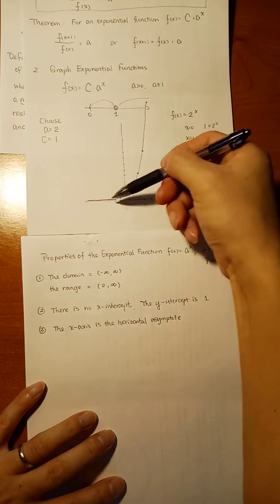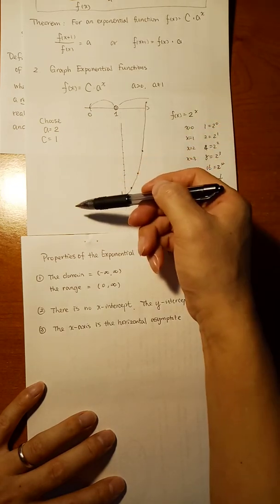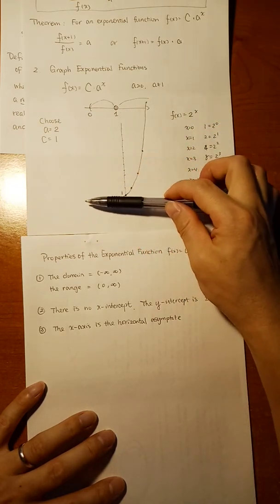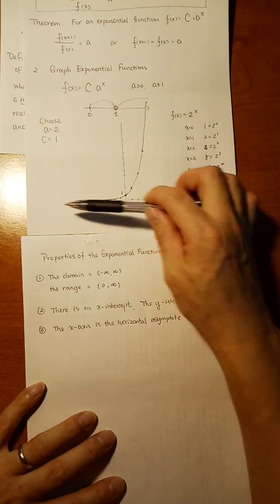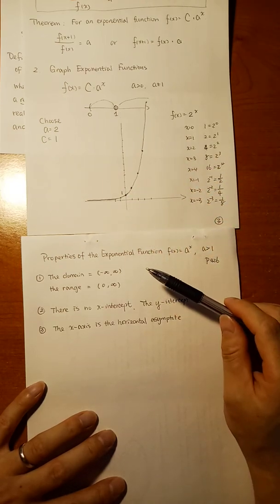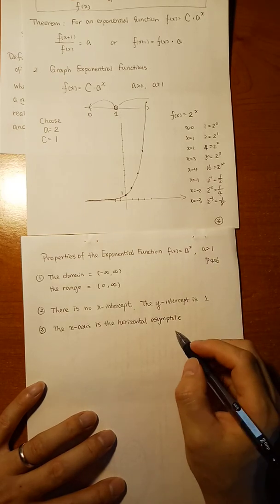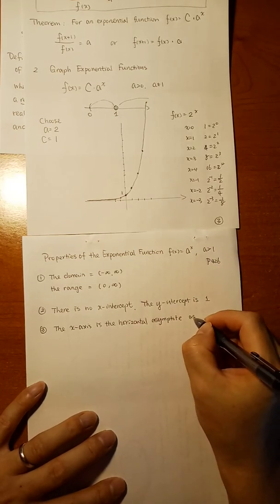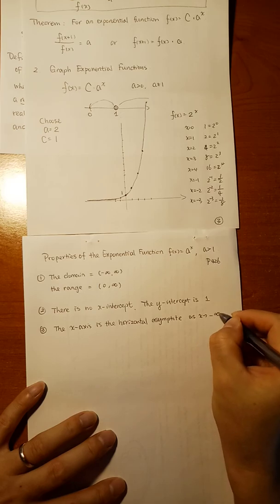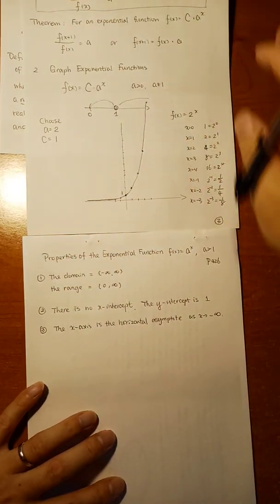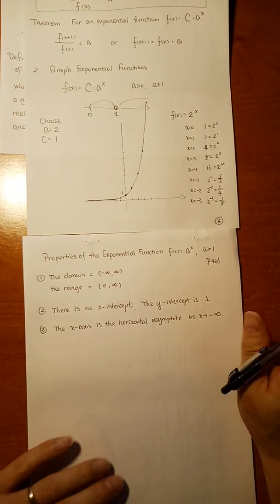Because when x approaches negative infinity, it will be extremely close to the x-axis, but never touch the x-axis or cross it. As x approaches positive infinity, it will be as high as possible. There's no limit. Okay.